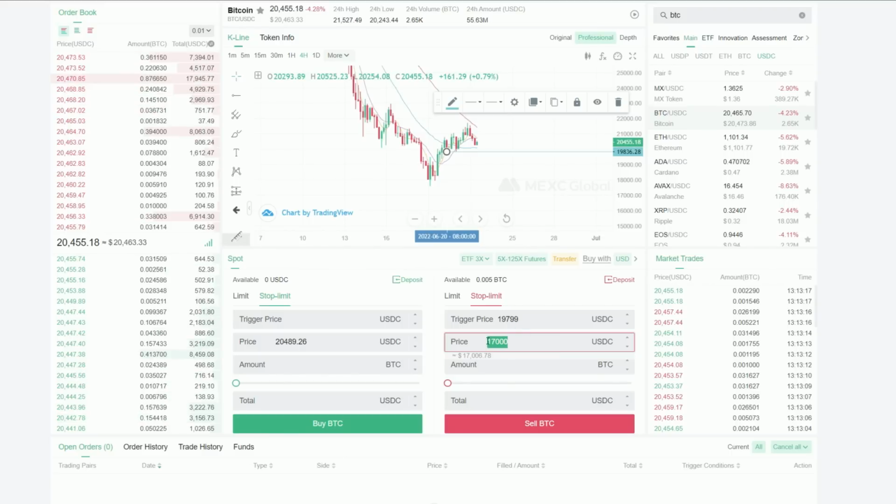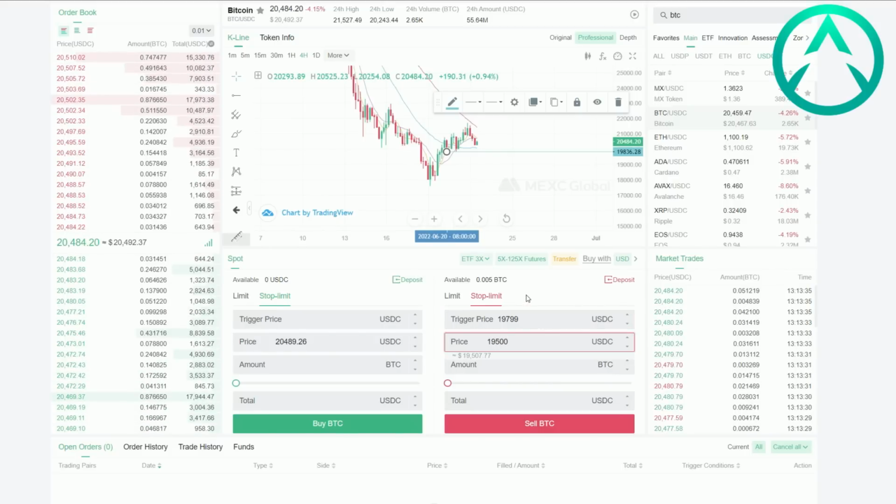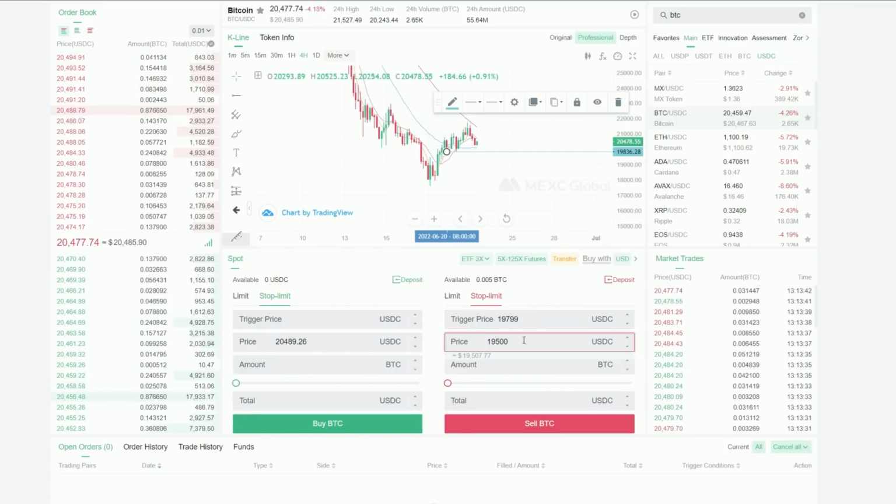And then you would enter your price that you would actually sell it at, something close to $19,000, let's say 19,500. Now, what this means is that if the price falls below $19,799, your Bitcoin will immediately be sold. However, it will not be sold at a price below $19,500. Now, usually you don't really need to worry so much about this price, especially in liquid markets like Bitcoin. Even if this price was $18,000, for example, it doesn't mean that your Bitcoin would be sold at a price of $18,000. It just means that as long as the price is between the trigger price and this price, your Bitcoin will immediately be sold at the best market rate.